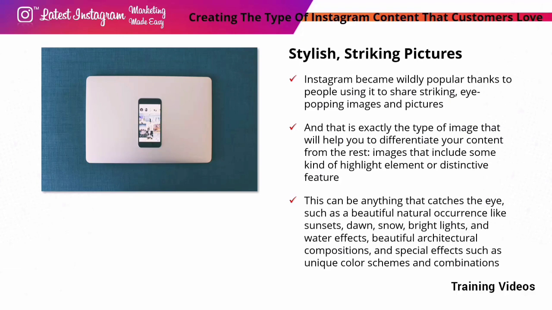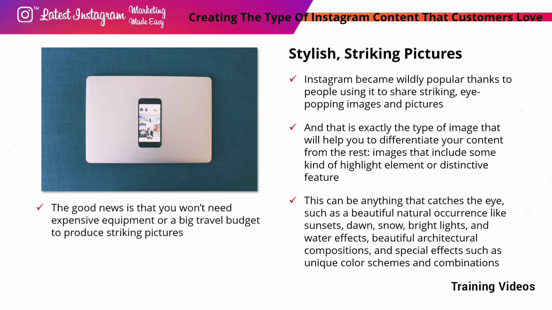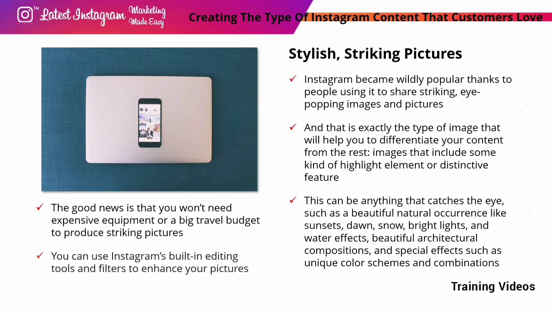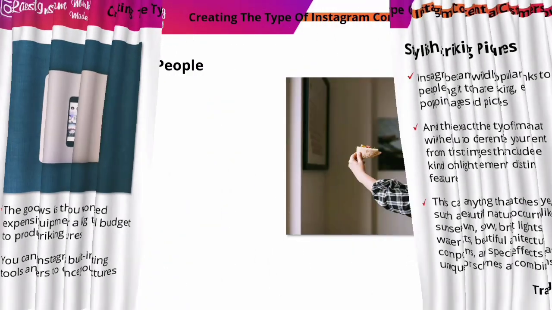Those elements, when combined with your products and great angles, will help you give your content that unique and polished look that customers love. The good news is that you won't need expensive equipment or a big travel budget to produce striking pictures. You will just need a good smartphone with a quality camera, a tripod, and basic lighting equipment. You can use Instagram's built-in editing tools and filters to enhance your pictures. And you can use royalty-free resources to find exotic backgrounds for your featured product images.